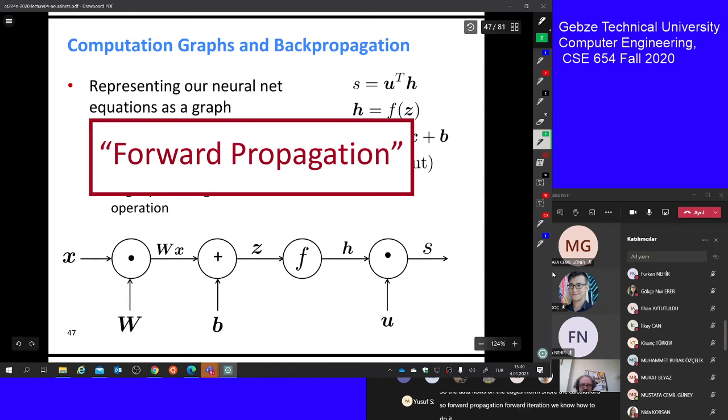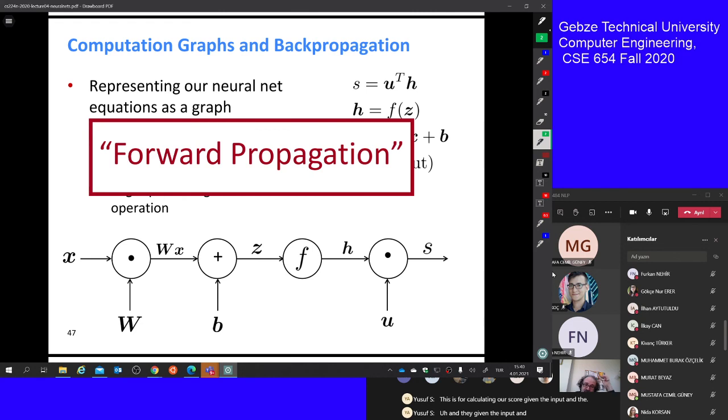Forward propagation, forward iteration, we know how to do it. We just follow these paths. This is for calculating our score given the input and the system parameters. I would calculate the score for the input.